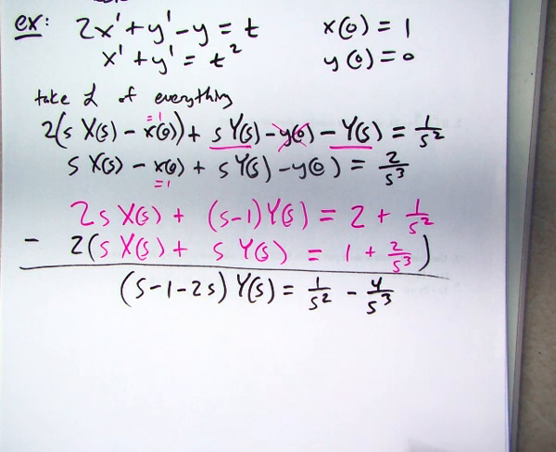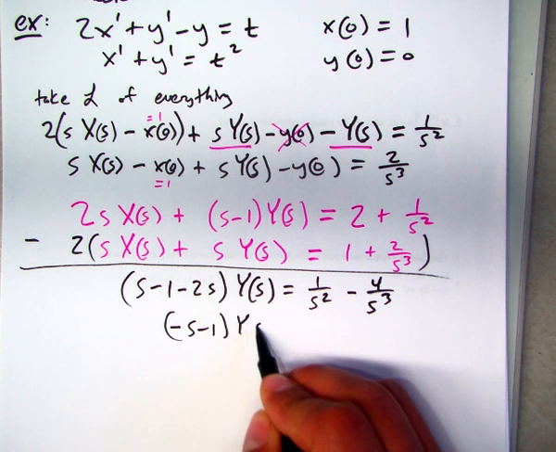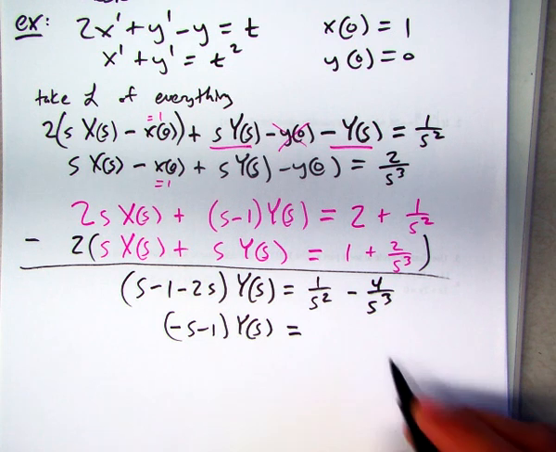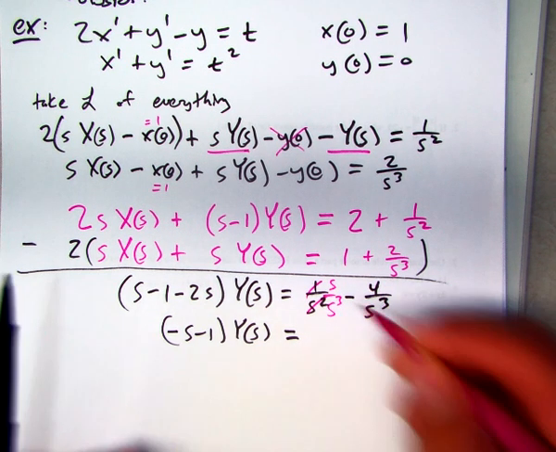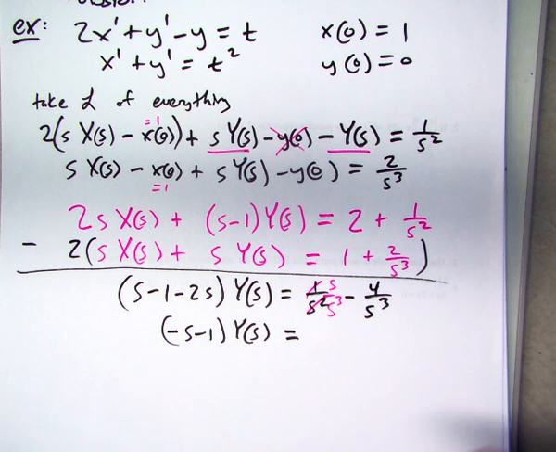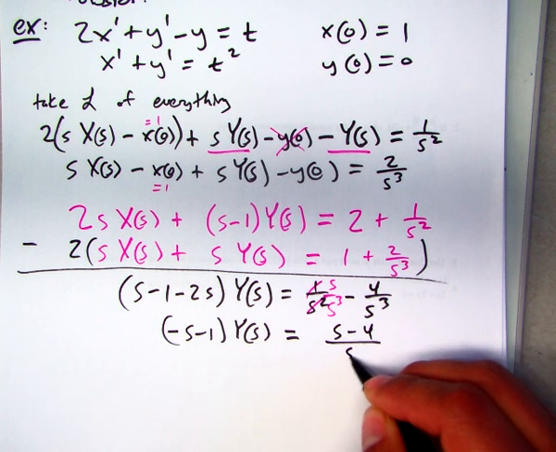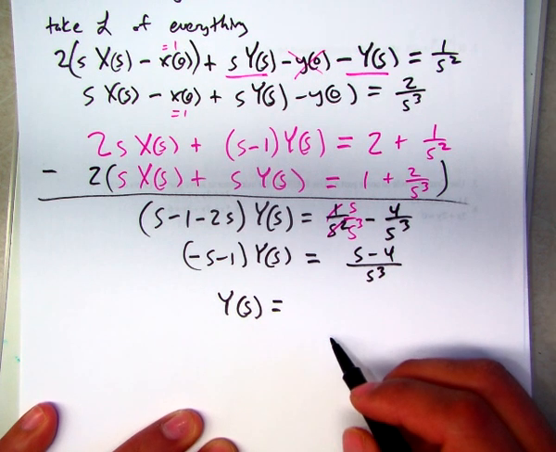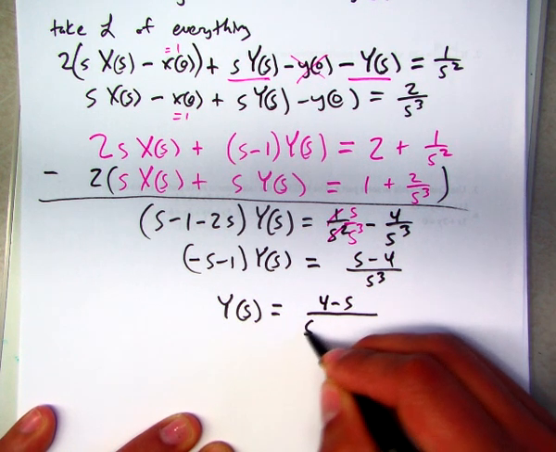Okay. So this becomes minus s minus 1... Actually, let's put these together. So this will be s cubed, and this will be s on top. So we have s minus 4 over s cubed. Get rid of the coefficient of y. I'll distribute the negative to the numerator, so we get 4 minus s, and now this becomes s cubed and then s plus 1.